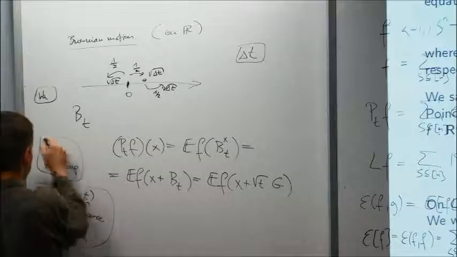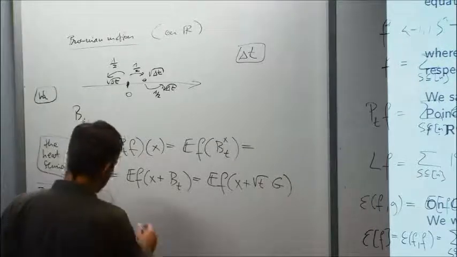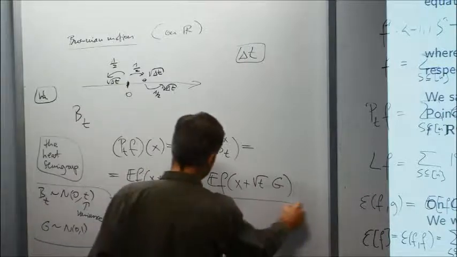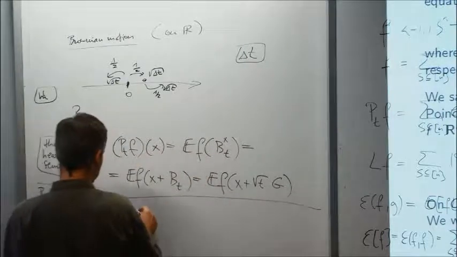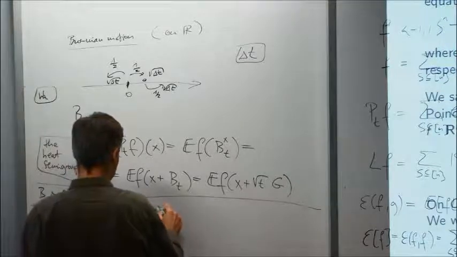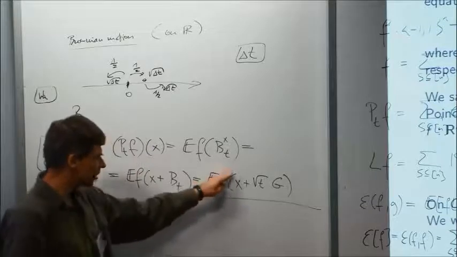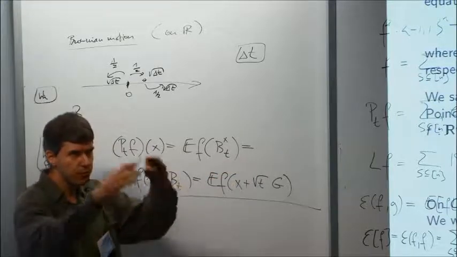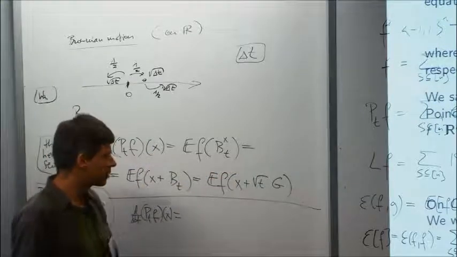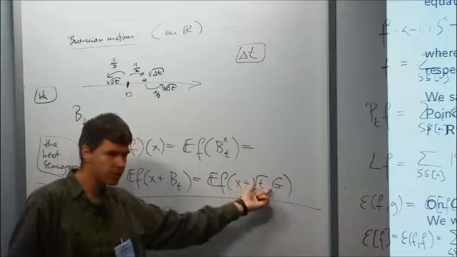And now you can ask about the generator of this semigroup. So we need to compute the derivative. So I will assume that the function f is nice enough, that it's smooth and it decays fast enough so that we can do differentiation under the expectation.